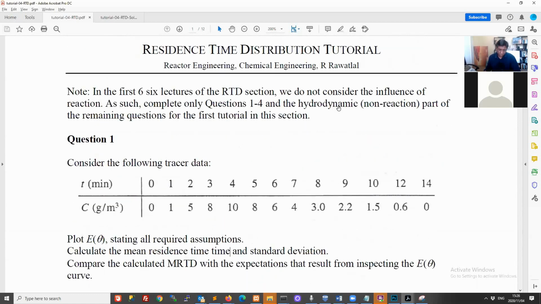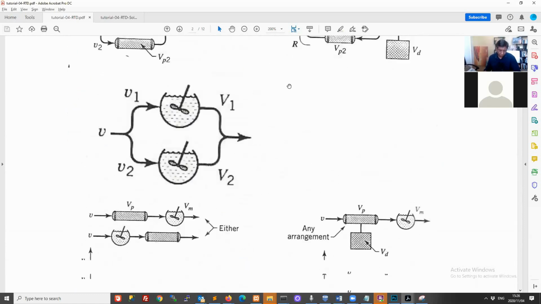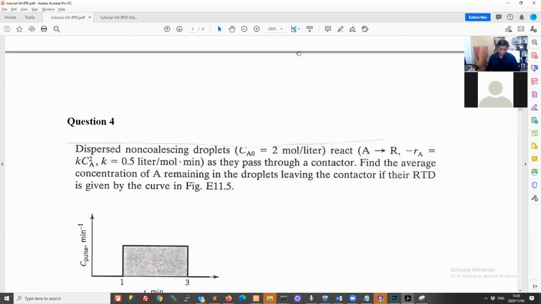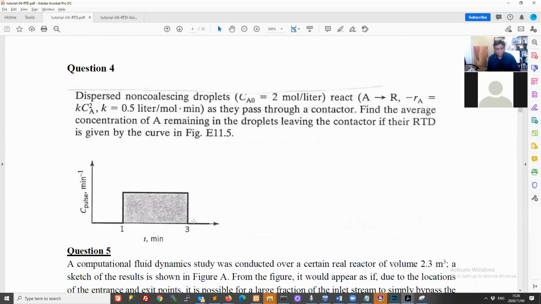Right, now I want to come back to this problem. But it actually is the next problem anyway. Right, so here we are told we have non-coalescing droplets.